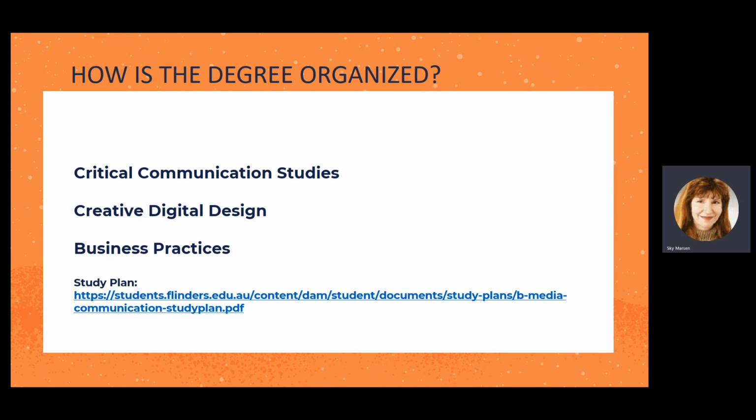We have three different strands in the degree. One strand is critical communication studies, where we look at principles of communication and how communication specialists research their subjects and the different concepts that they use. The other strand is creative digital design, where you learn how to design graphics and multimedia and creative systems. And the other strand is business practices, where you learn management and entrepreneurship.